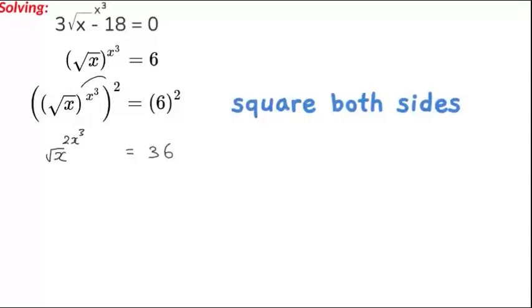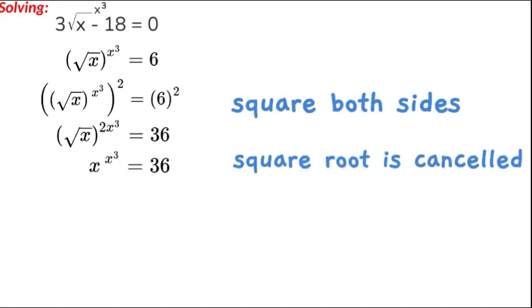Now let's go even further. And we can say the square root of x all squared is equal to x. And we can put an x cubed outside that when we separate the exponents. Now that the square root is cancelled, we can cube both sides.